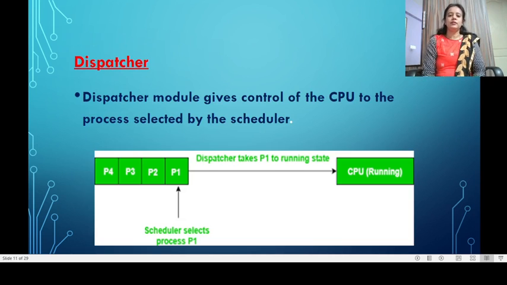Dispatcher is a module that gives control of the CPU to the process selected by the scheduler. Whichever process is selected by the scheduler, the dispatcher will take that process and put it into the running state, and it will allocate the CPU for execution.